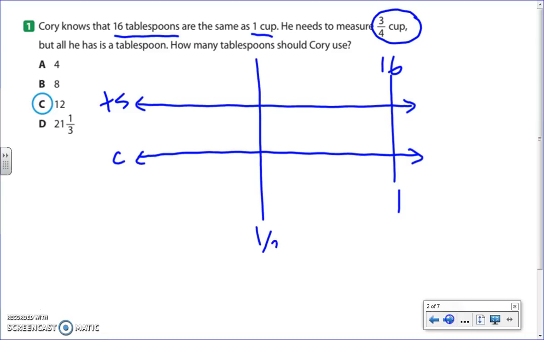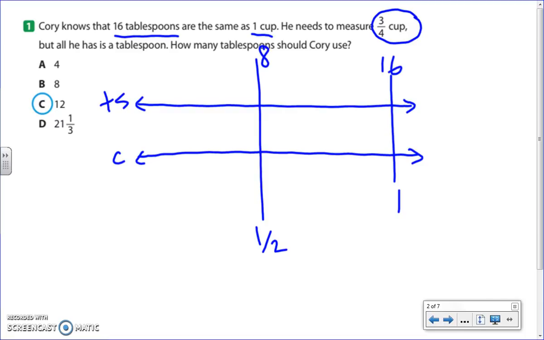I know that 1/2 would go with 8. Okay, half of 1 is 1/2. Half of 16 is 8. So I have that one. Now, some of you may realize that, oh, okay, well, 3/4 is exactly halfway between 1/2 and 1. So the number halfway between 8 and 16 would be 12. That would be one way that you could find the answer. But some of you may not know that at all.